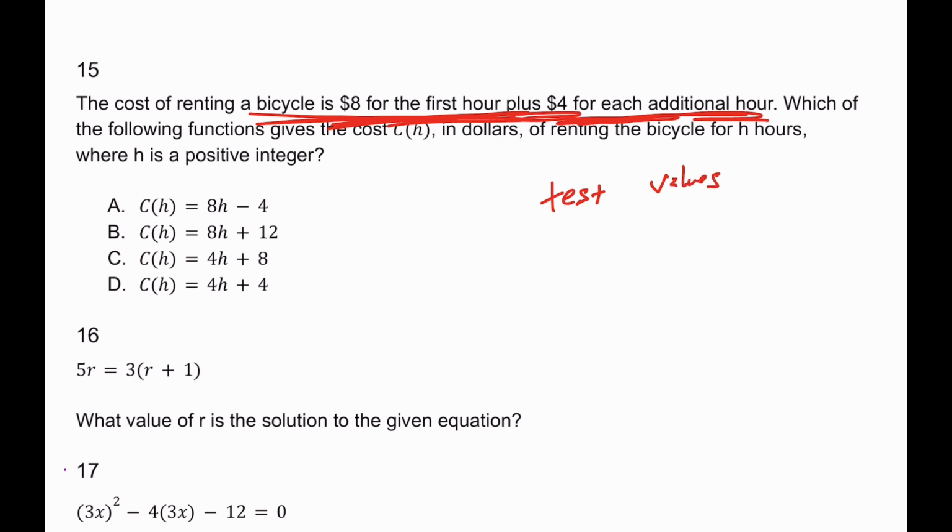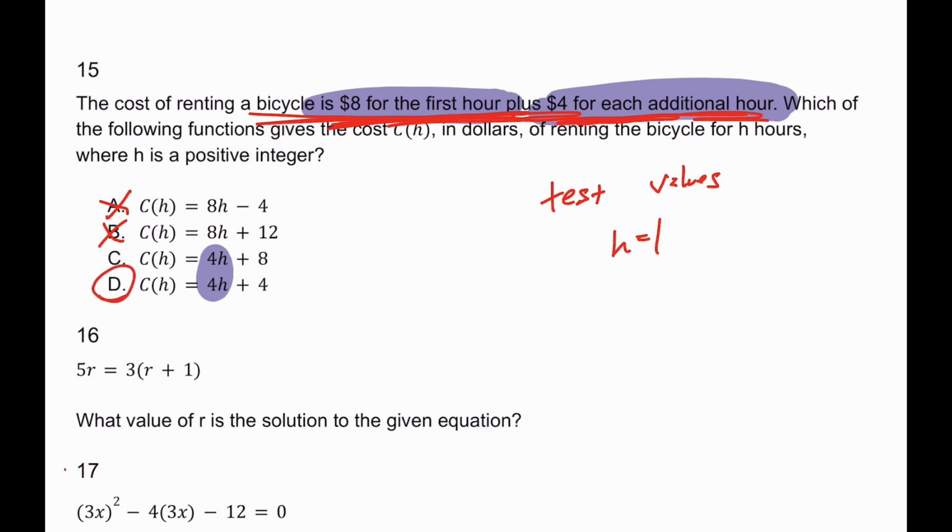Test h of 1. And remember, $8 for the first hour. So the first hour, you really should only pay $8. Which one of those is going to do that? First of all, A and B are not good because it's 4 per each additional hour. It has to have a slope of 4.